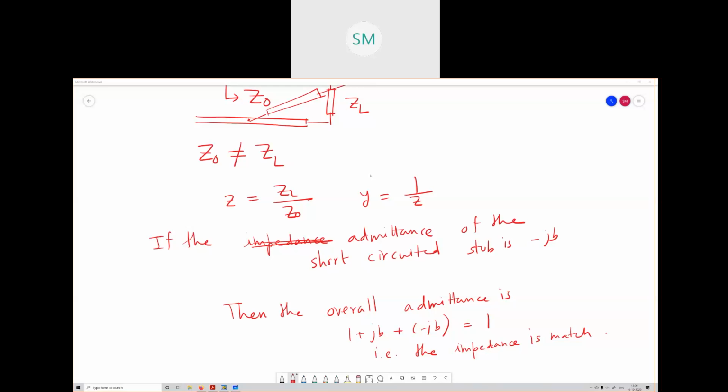So this was the basic concept of single stub batching. What were we doing? We have to identify the point where the admittance is 1 plus JB. Okay, and we need to introduce a stub whose admittance is minus JB at that point. So the overall admittance becomes 1 plus JB minus JB, that is 1. And we have got the match.